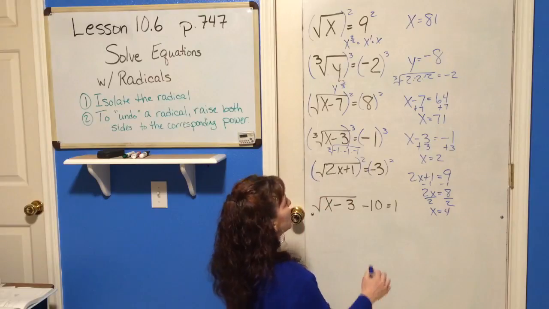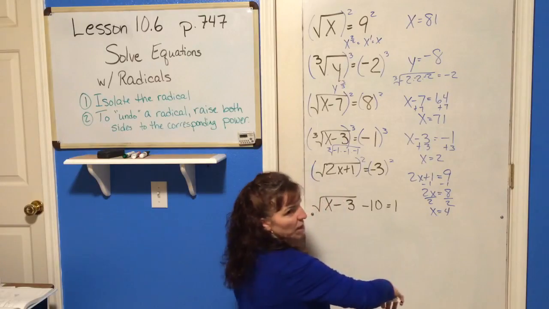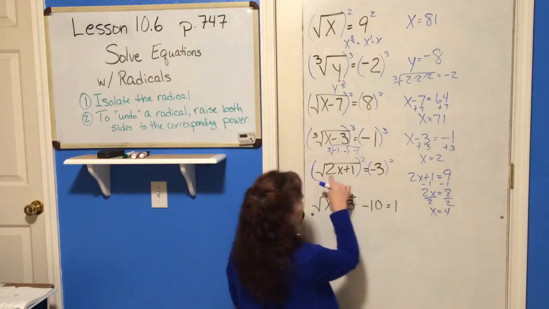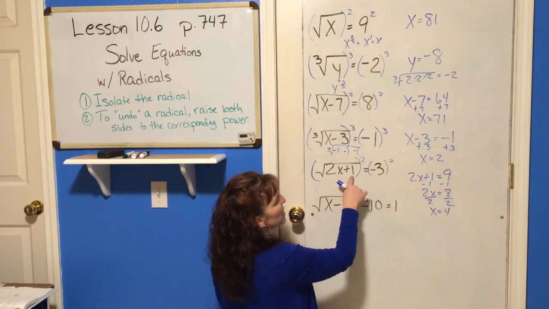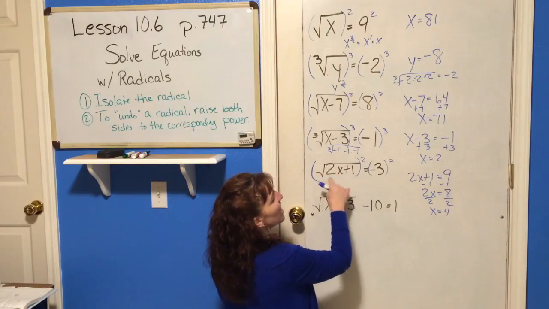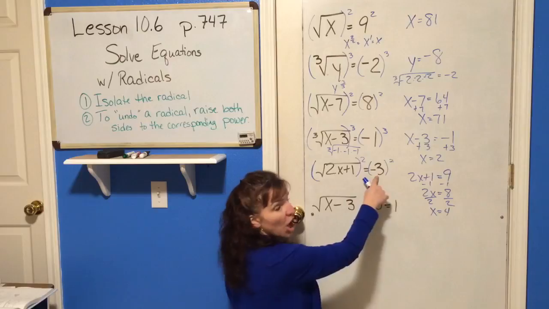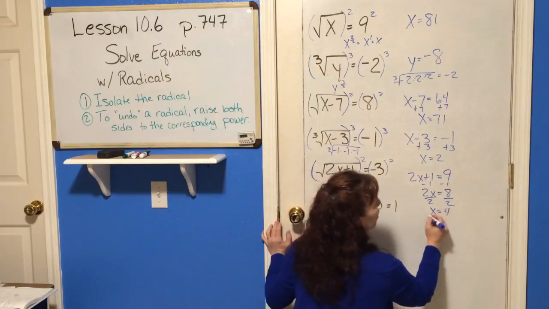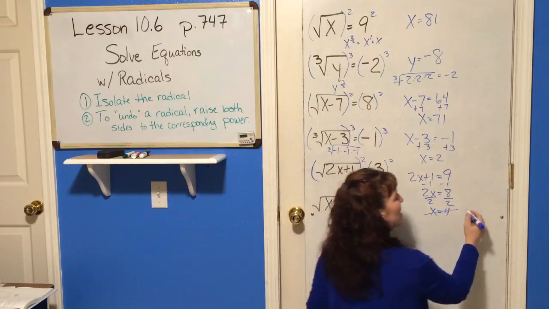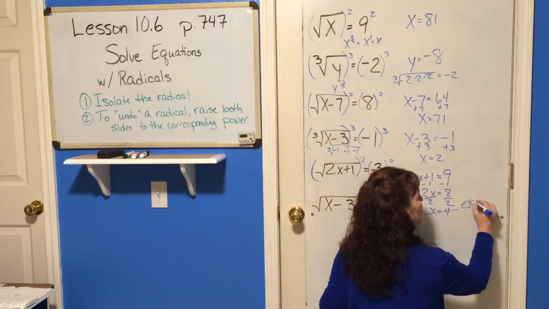So now go back in, because we're not complacent yet. Put in the 4. 4 times 2 is 8. 8 plus 1 is 9. The square root of 9 is 3, not negative 3. So what you'll do in this case is say 4 is an extraneous solution.